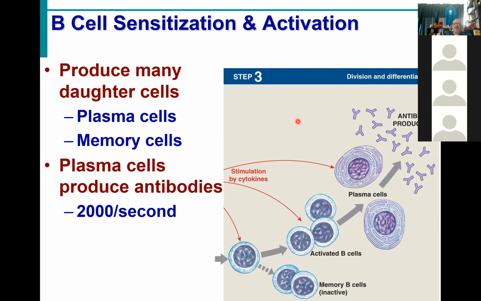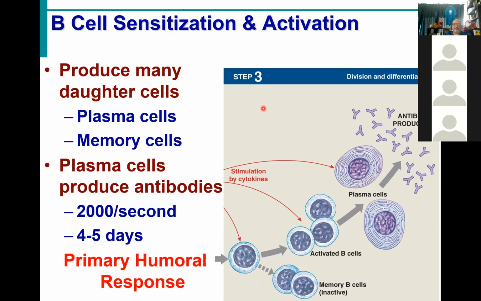All right, that is super, super fast production. Now, do you think that kind of production can be maintained for a long period of time? No. So these plasma cells only last about 4 or 5 days, and then they basically exhaust themselves and die. But we got plenty more coming right behind them. You said it was called clonal what? Selection or division. Okay.